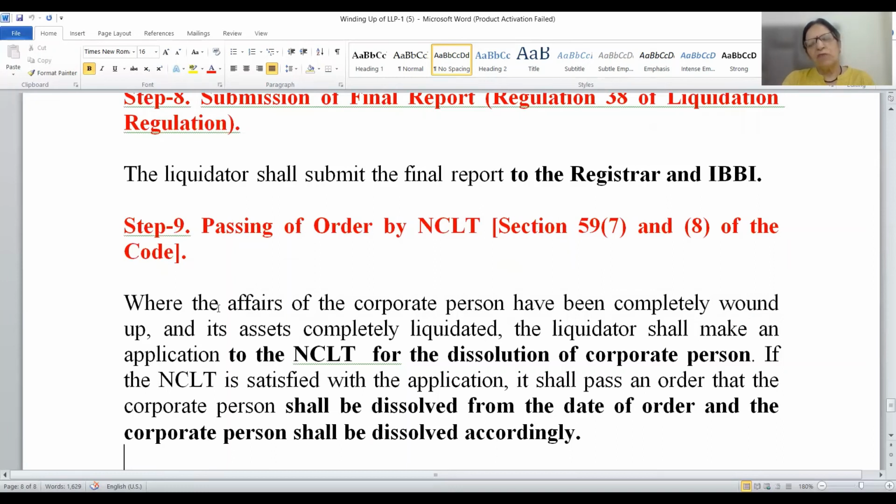So let us presume all the formalities have been fulfilled and the final report has been prepared by the liquidator. It has been submitted to the NCLT. And we are also presuming that NCLT is satisfied with all the formalities. NCLT has come to know that all the formalities have been fulfilled. Then the order has to be passed for the dissolution of the LLP. And the LLP shall be dissolved from the date of the order. So as per the date which has been mentioned in the order, the corporate person or the LLP shall be dissolved accordingly.